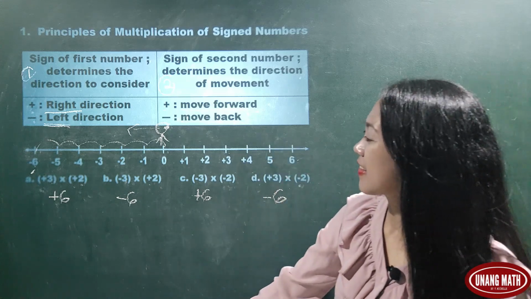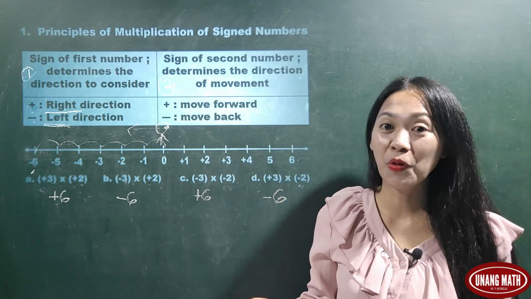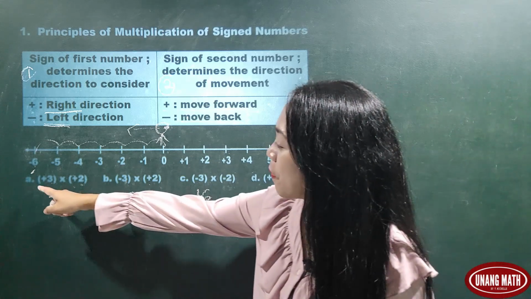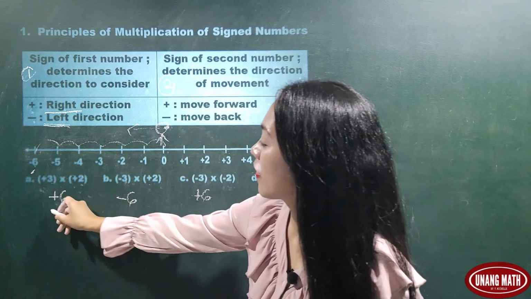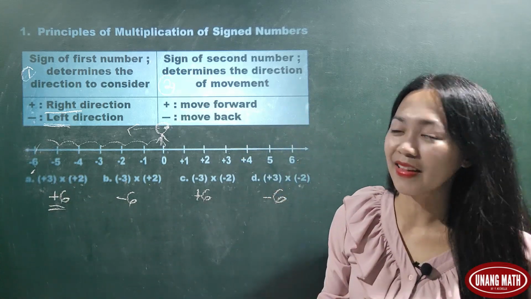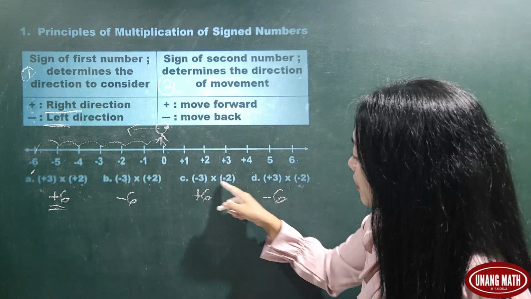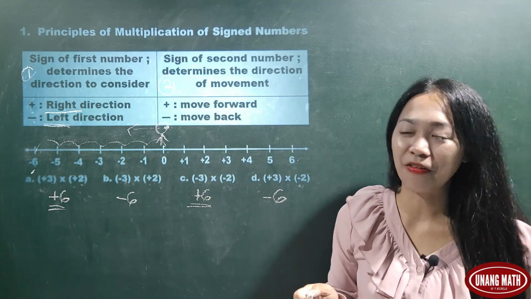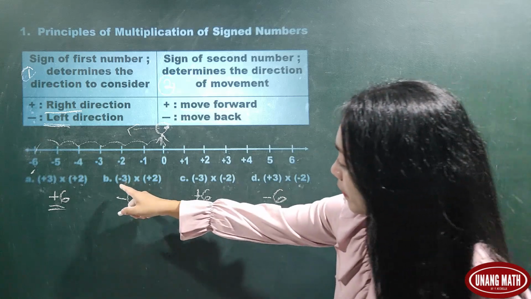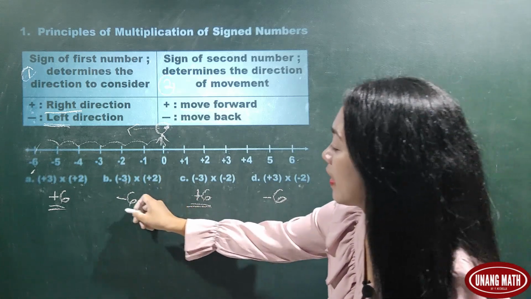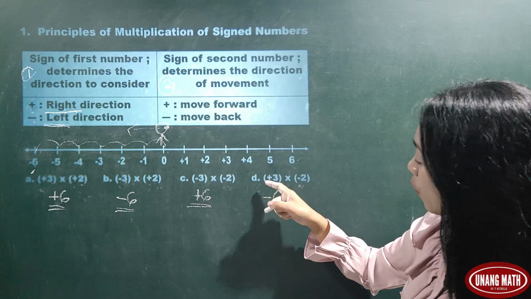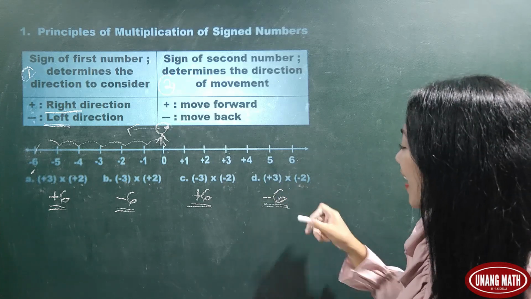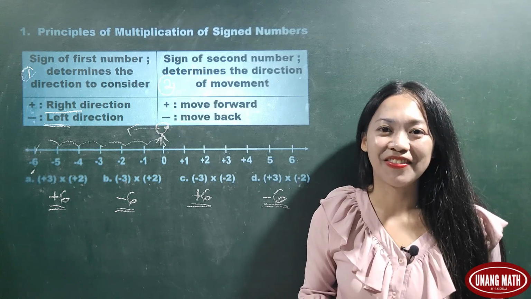Okay, from these examples, we can now know the rules in multiplying signed numbers. If both numbers are positive, then the answer is also positive. If both numbers are negative, the answer is positive. But if one number is negative, another is positive, the answer is negative. One number is positive, the other number is negative, the answer is negative.